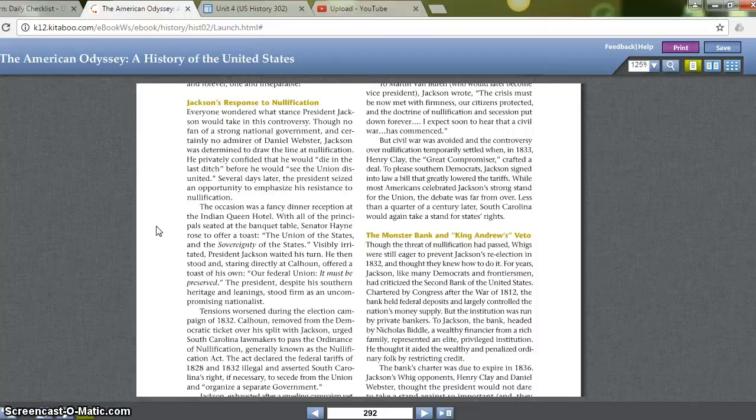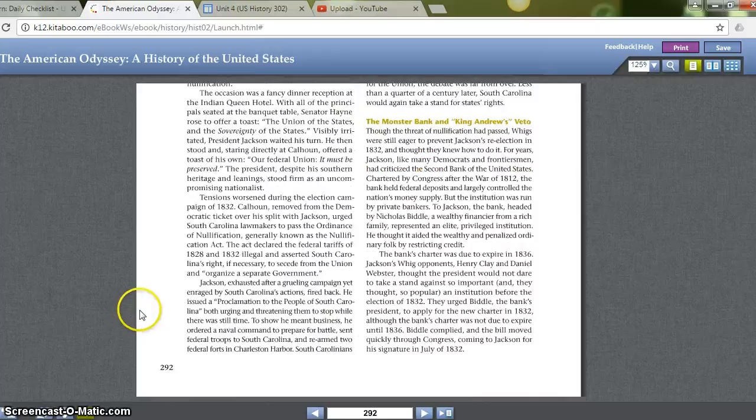Tensions worsened during the election campaign of 1832. Calhoun, removed from the Democratic ticket over a split with Jackson, urged South Carolina lawmakers to pass the Ordinance of Nullification, generally known as the Nullification Act. The act declared the federal tariffs of 1828 and 1832 illegal and asserted South Carolina's right, if necessary, to secede from the Union and organize a separate government.